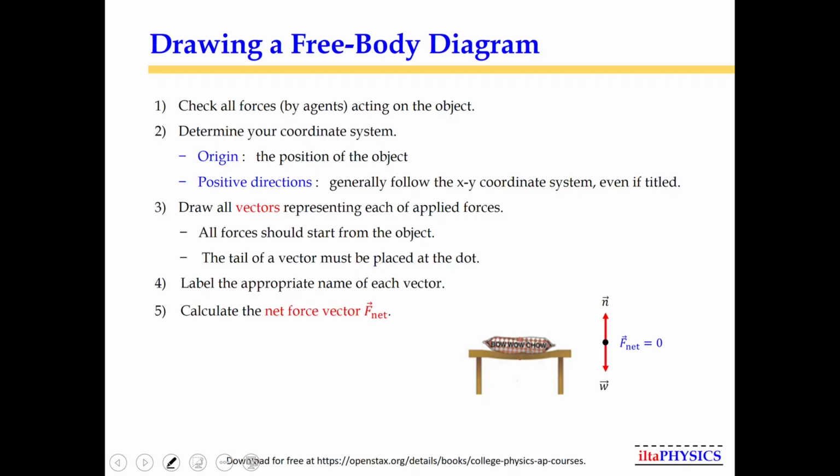In our example, we identified two agents of force, which are the Earth and the table. First, the gravitational force from Earth. Gravity always pulls down toward the center of the Earth, so we draw a downward arrow from the point. Label it as W, which means weight. Next, the normal force from the table. This is an upward force perpendicular to the surface, so we draw an upward arrow and label it as N.